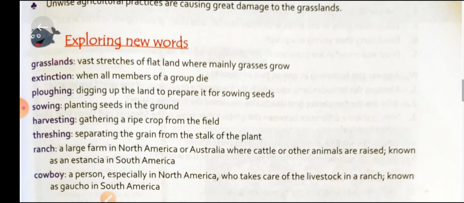And ranch: a large farm in North America and Australia where cattle and other animals are raised. Different types of animals raised in America or Australia, that is called a ranch. It is known as an estancia in South America.